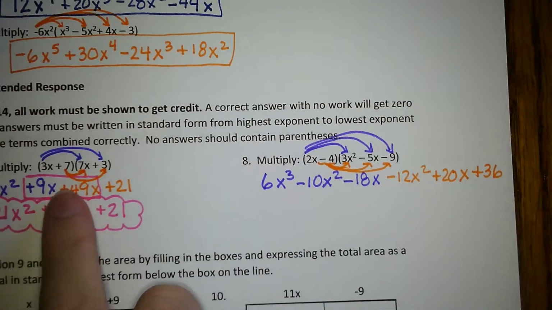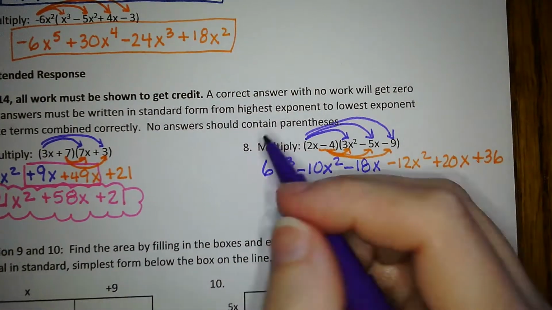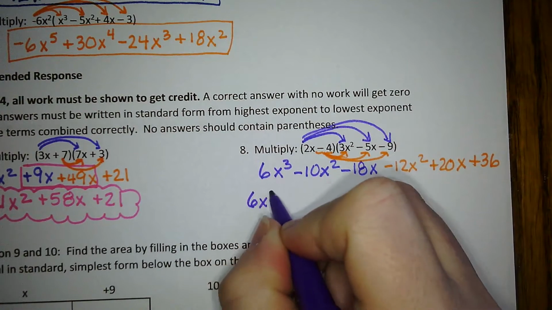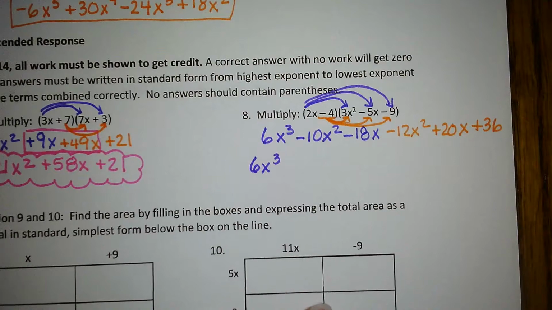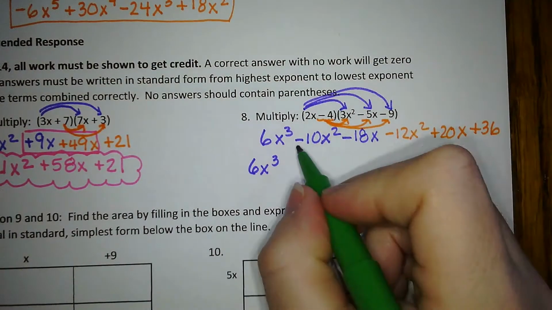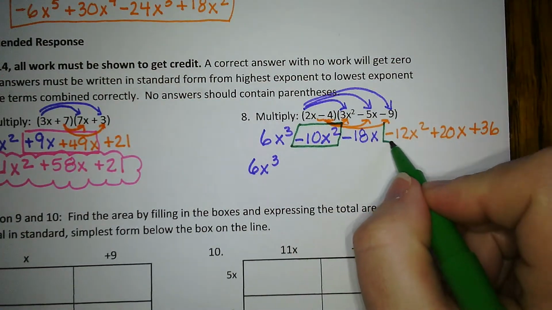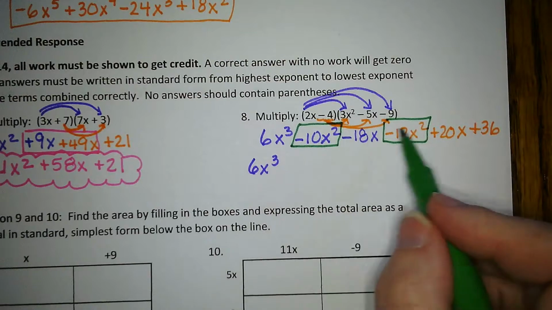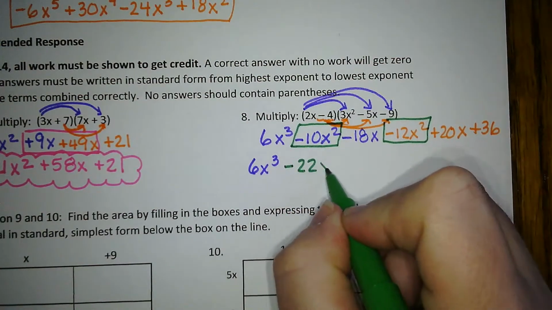So just like in number 7, I'm looking for like terms starting with my highest exponent first. My highest exponent is an x to the third, and there's only one of them, so we're going to keep that guy there. And now we're taking a look at x squared terms, and I do have to combine some x squared terms. I've got a negative 10x squared and a negative 12x squared, and I'm adding them together. So negative 10 plus negative 12 gives me a negative 22x squared.